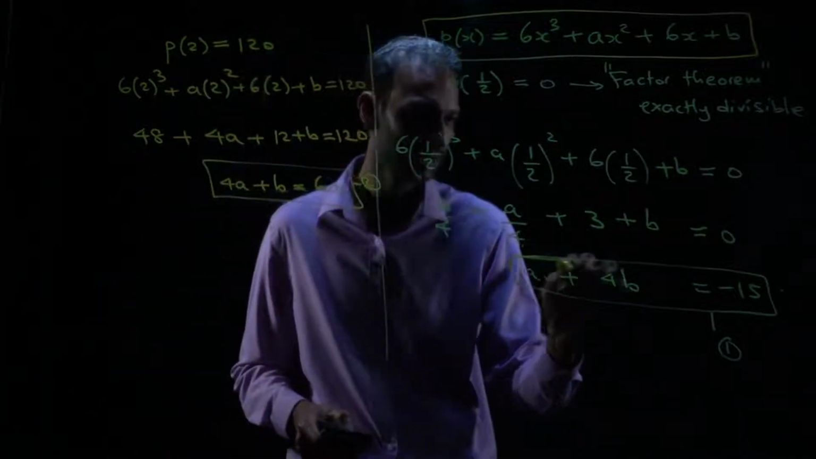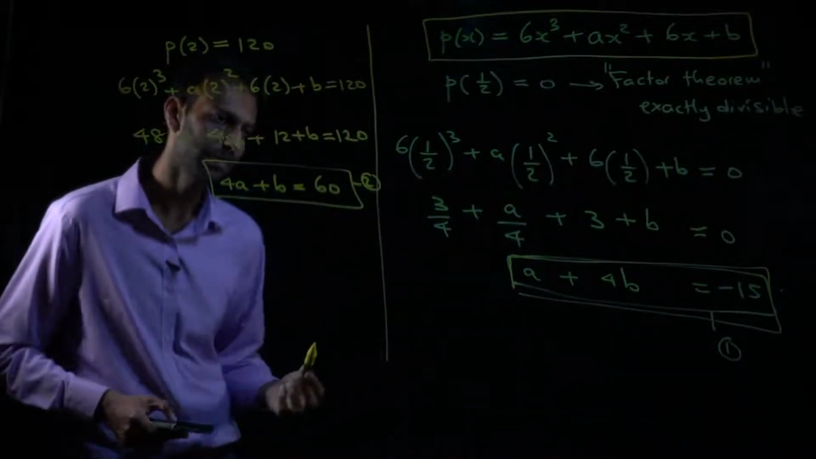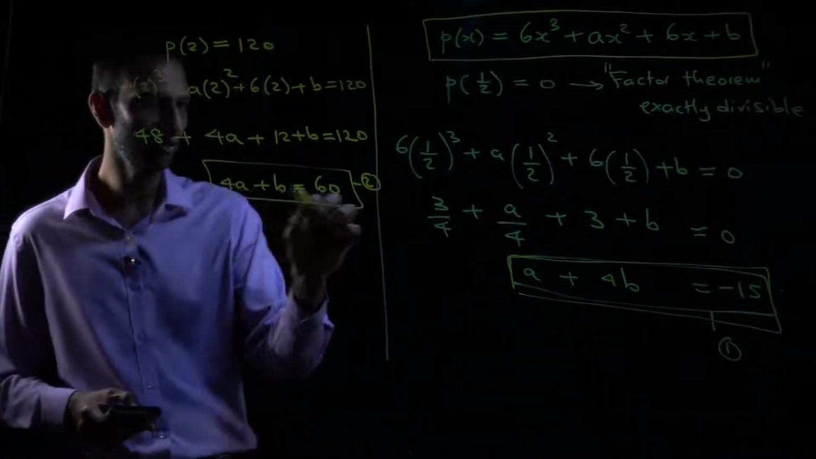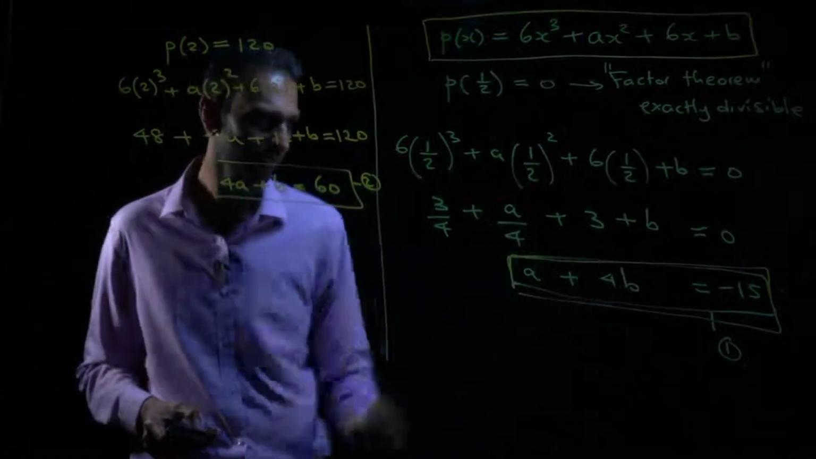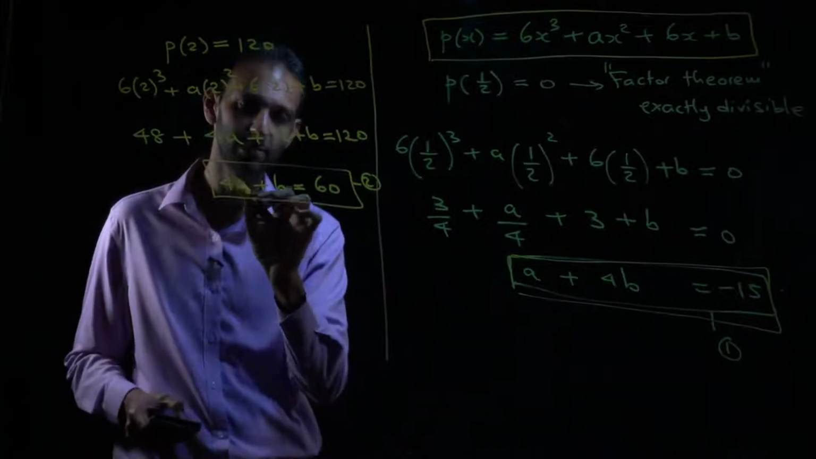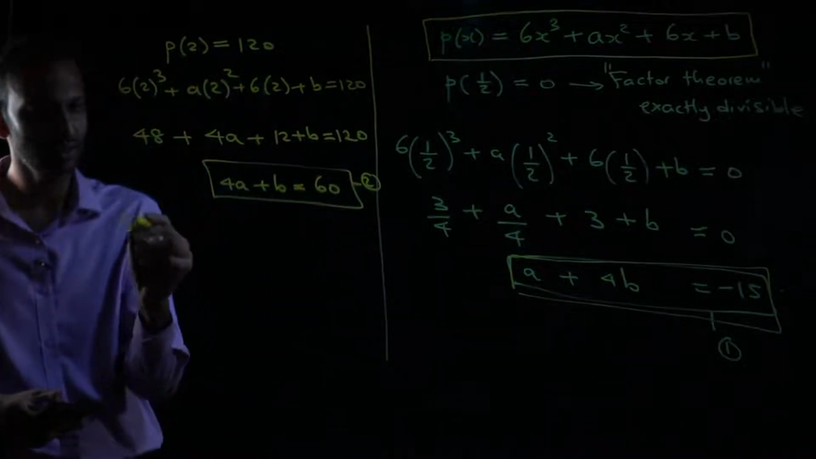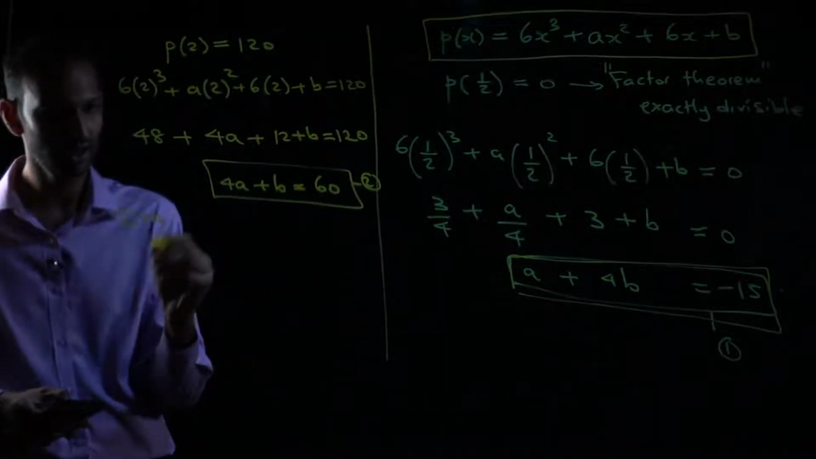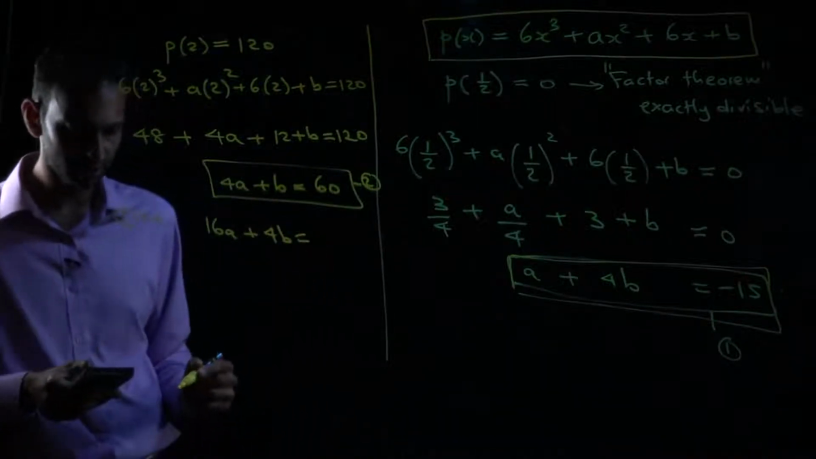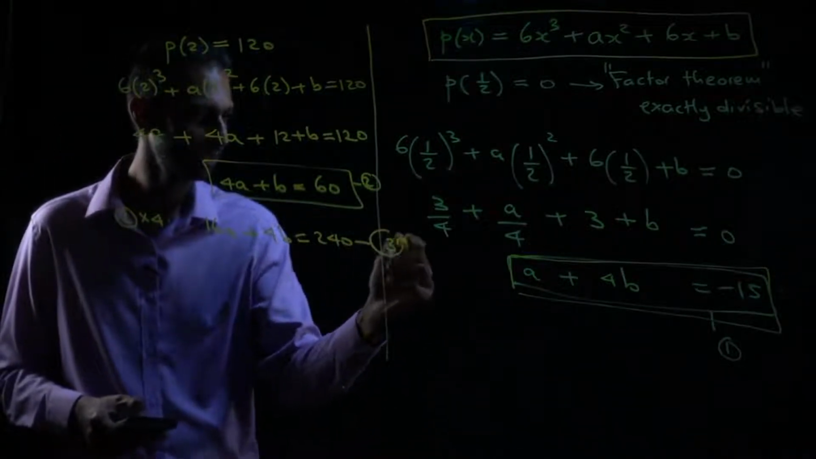Now we have one equation which is there. We have a second equation which is here. The next step is to solve them simultaneously, which is quite straightforward. So solving 4a plus b is equal to 60 and a plus 4b is equal to minus 15. The strategy is, let us multiply the second equation by 4. So if we take the second equation and multiply by 4, I would have 16a plus 4b is equal to 240. And I will call this equation number 3.